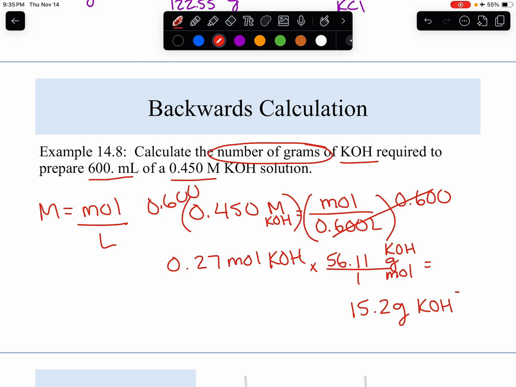So what does this even mean? This means that if I were asked to make a 0.450 molar solution of KOH and 600 mils of it, I would go over to the balance and weigh 15.2 grams of KOH, dissolve it in that water, and fill it up to the line. Okay?